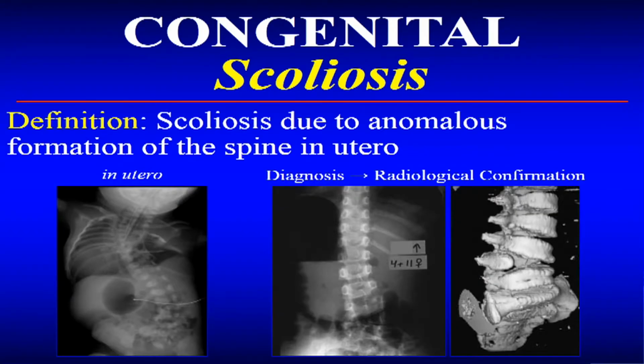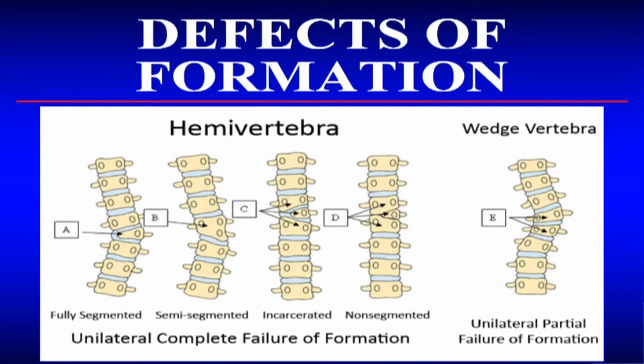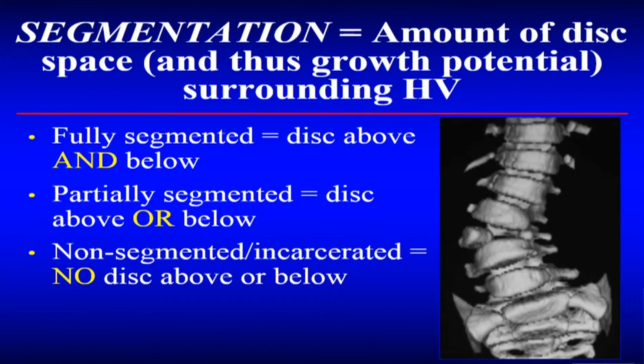You certainly know the definition of congenital scoliosis, being scoliosis due to an anomalous formation of the spine in utero. We know that it's separated into defects of segmentation, we see here block vertebra and unilateral bars, and defects of formation, with the most common being various forms of hemivertebra.